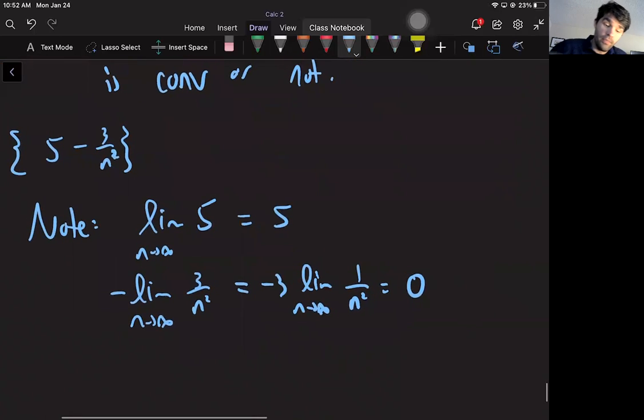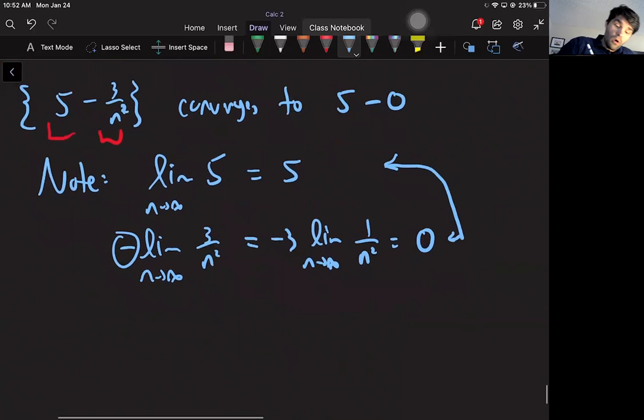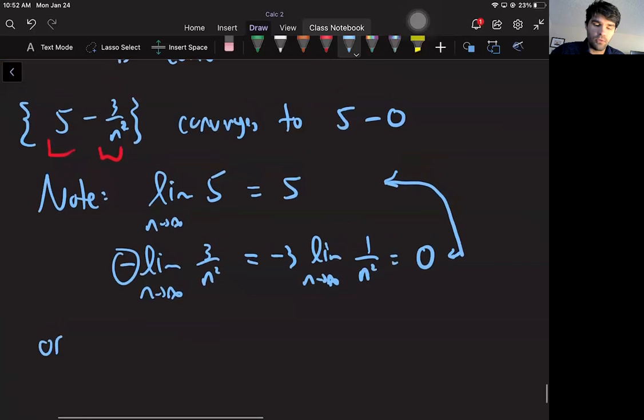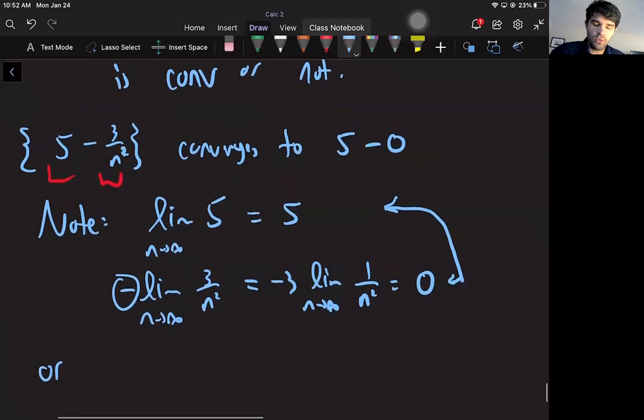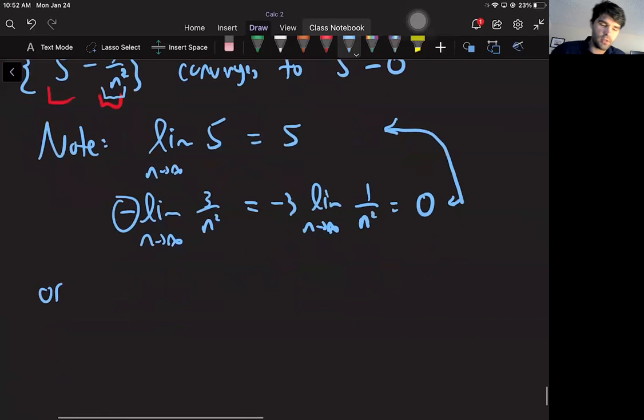So then, because the two pieces converge independently, you can say that this converges to 5 minus 0. So it's minus here. And it's because of this work here. Or the other option is to use functions. So this is using the rules we just learned and remembering what I just did about n squared, but it's easier just to always do functions as long as you can.